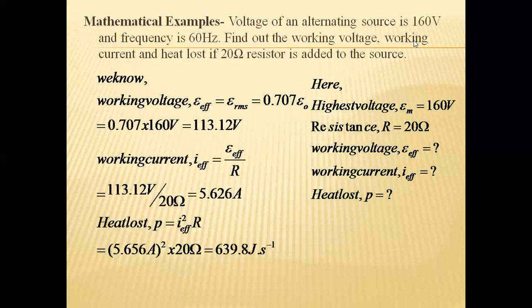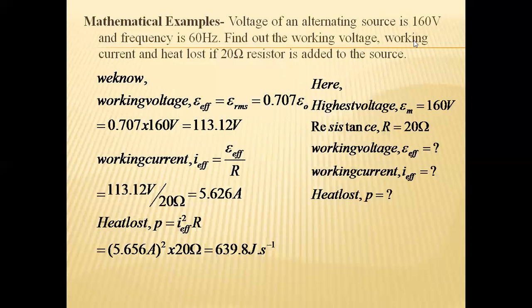Now we know that the equation E_eff is equal to E_rms, that is 0.707 E₀. Then we put in the values and get 113.12 volt. Then the working current, that is I_eff, is E_eff by R. That is why, from Ohm's law, V is equal to IR, we can use it.